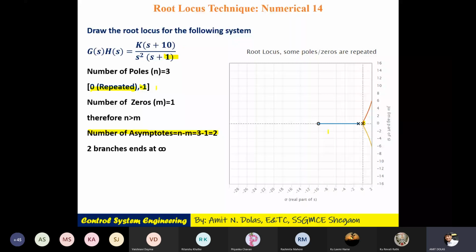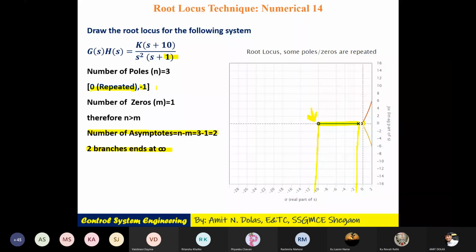So 2 branches end at infinity, because one branch will start at the pole at minus 1 and will end at the zero, which is at minus 10. Here you can see, this branch is already ended, starting at minus 1 towards minus 10. At minus 1, k value is 0, and at minus 10, k value is infinity. What about the others? The others will go towards infinity. ये जो बचे हुए repeated pole है origin पे, those will go to infinity.